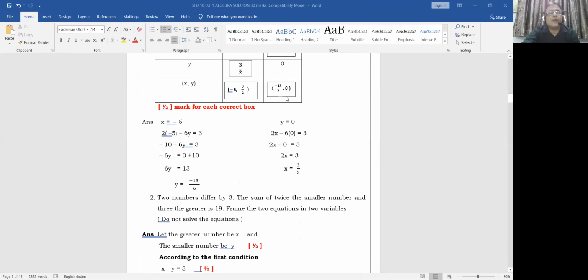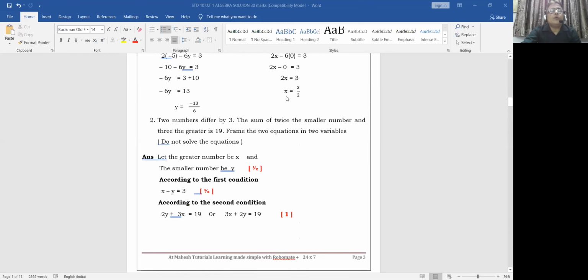Okay. The next one. 2 numbers frame the equation. 2 numbers differ by 3. Sum of twice the smaller number and thrice the greater number is 19. Frame the 2 equations in 2 variables. Do not solve the equations.